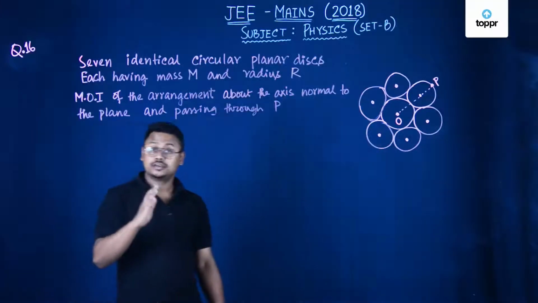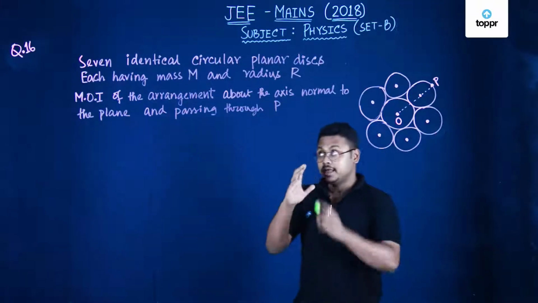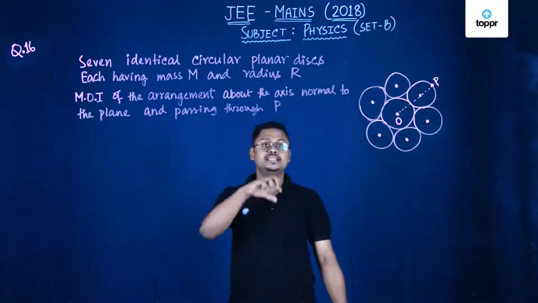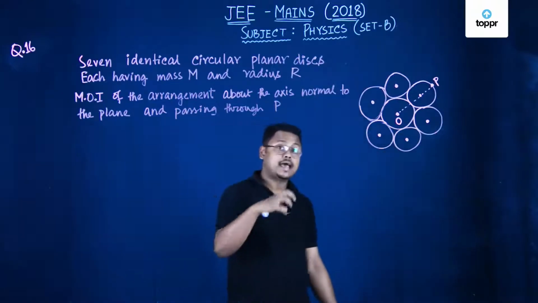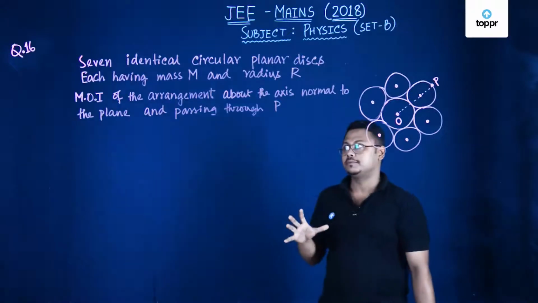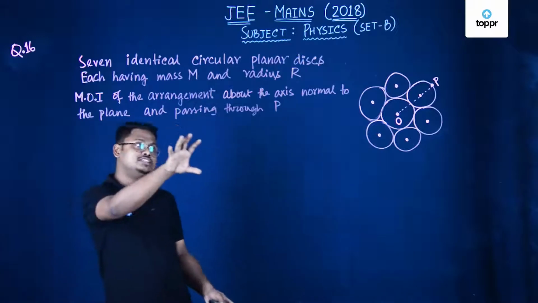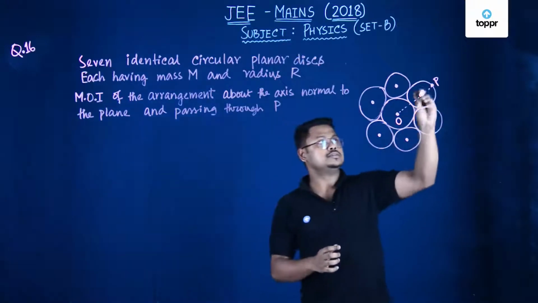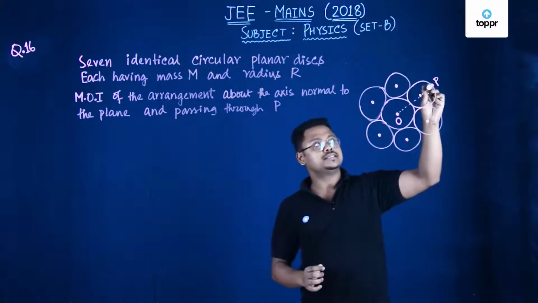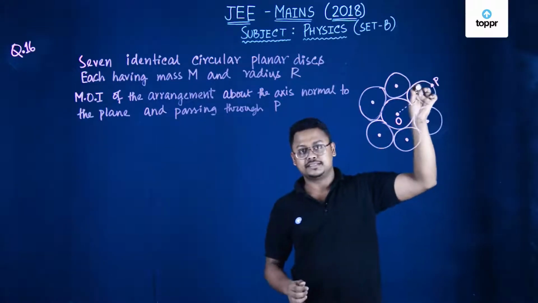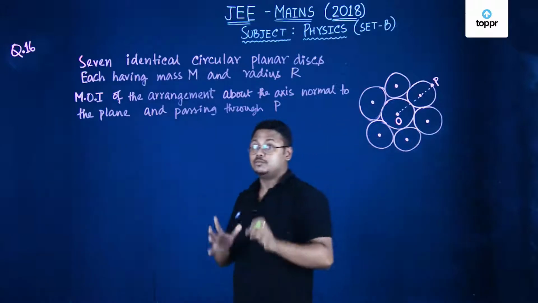Now we are going to discuss problem number 16. It says 7 identical circular planar discs, each having mass capital M and radius capital R, right? You have to find the moment of inertia of the arrangement about the axis normal to the plane and passing through the point P. So about this particular axis that is passing through P, you have to find the moment of inertia of the system.